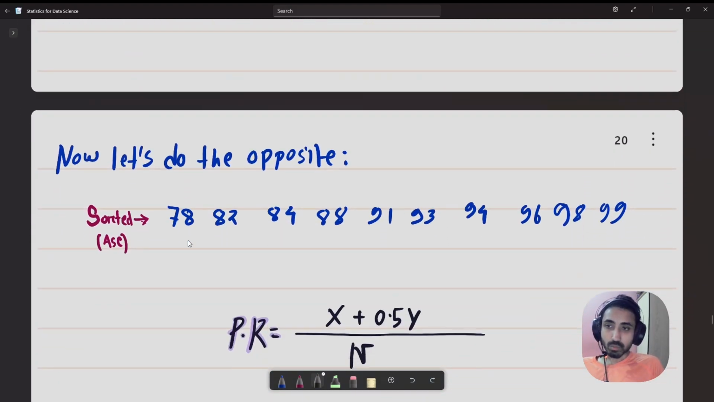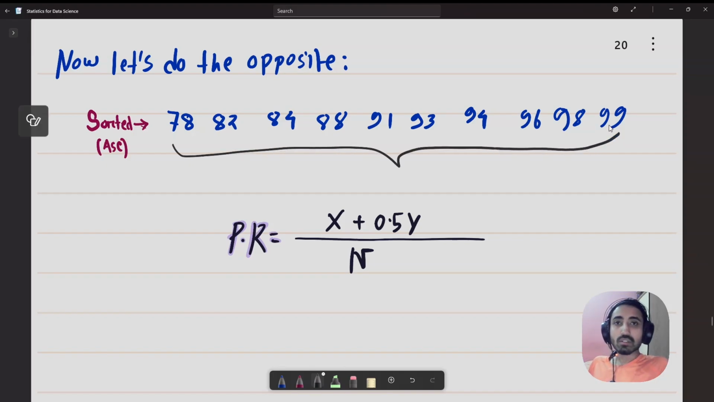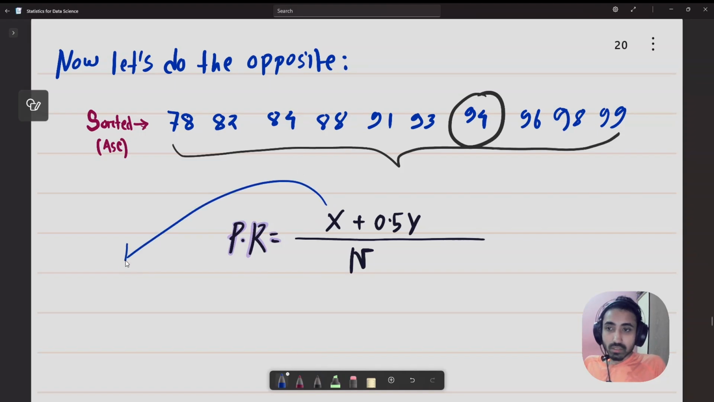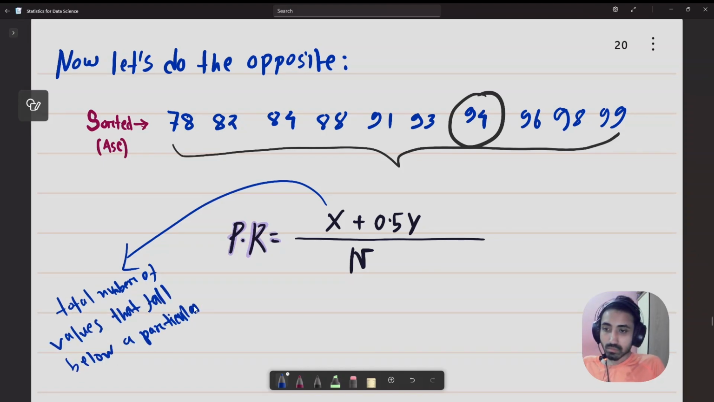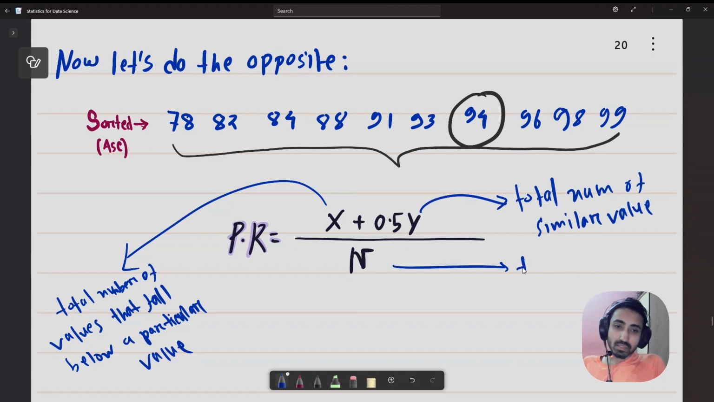Now let's see exactly the opposite. Let's say these are the values of a particular exam, and you want to know, if you have scored 94, what the percentile rank would be, how many students you will be ahead of and how many students will be behind. For this case, the formula is a bit different. Here x is the total number of values that fall below that particular value, y is the total number of similar values, and n is the total number of values.